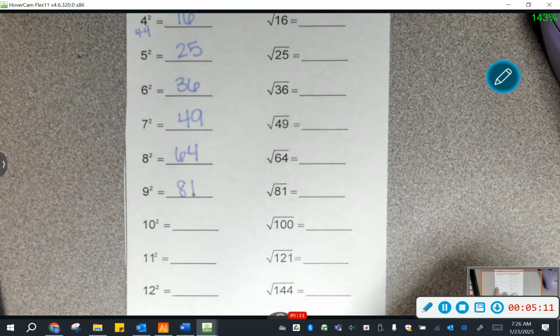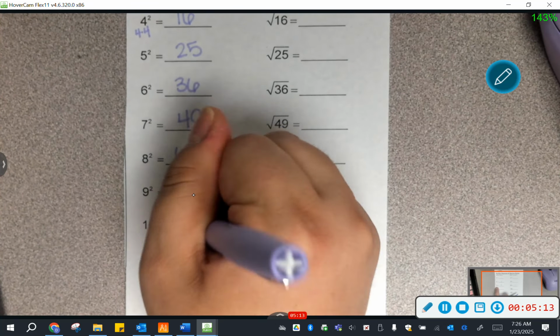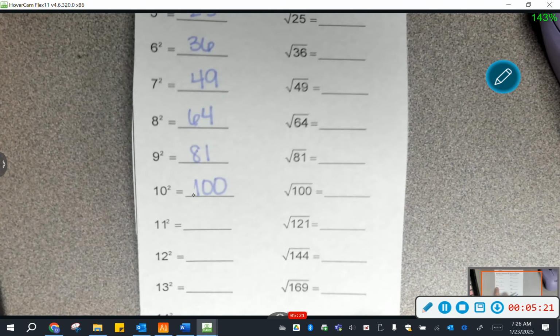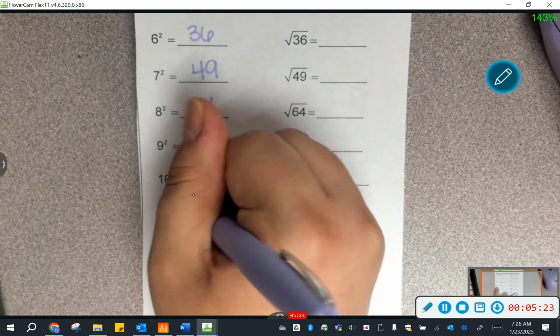10 squared is a favorite. 100. How are you? I like your Bluey shirt. Thank you. Sydney's wearing one. 11 squared? Miss Geometry.